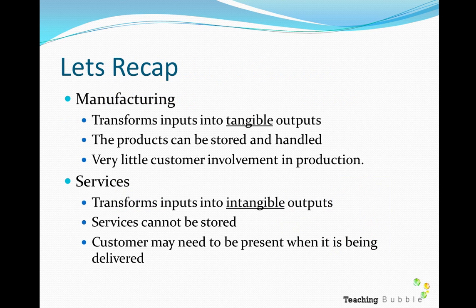So just to recap, these are the three key differences between manufacturing and services. Manufacturing transforms inputs into tangible outputs, products can be stored, and there's very little customer involvement in the production, whereas service is a little bit opposite, where outputs are intangible, services can't be stored, and the customer normally needs to be present when the service is being delivered. On the next video, we're going to look at the actual operations system. So I'll see you on the next video.